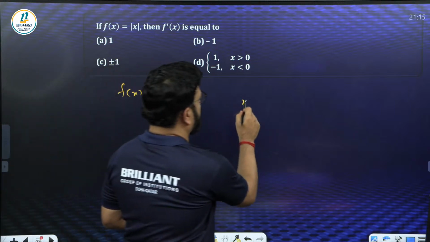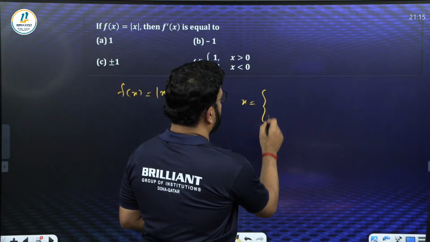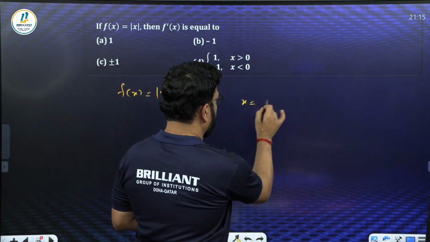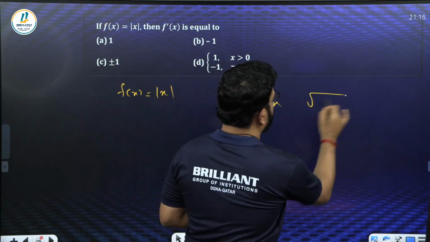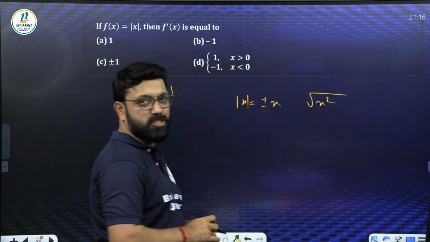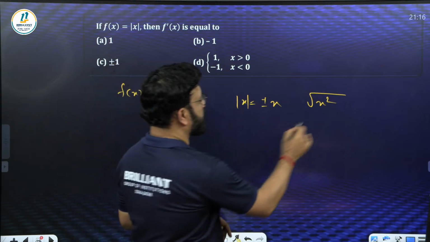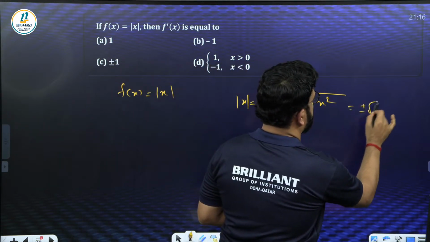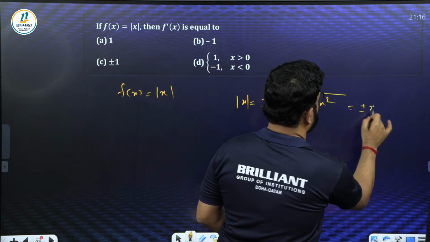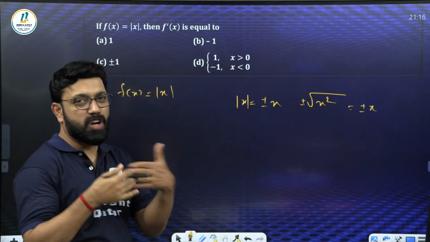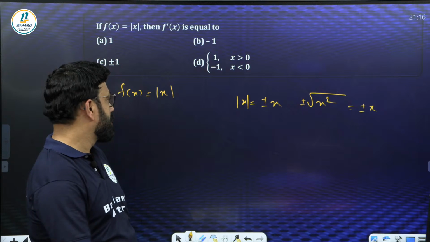Mod x equal to what actually? Plus or minus x, right? Simply we can put mod x equal to plus or minus x. What is the root of x square? That also plus or minus x, right? Plus or minus, that goes to plus or minus x itself. Now we are going to combine that.